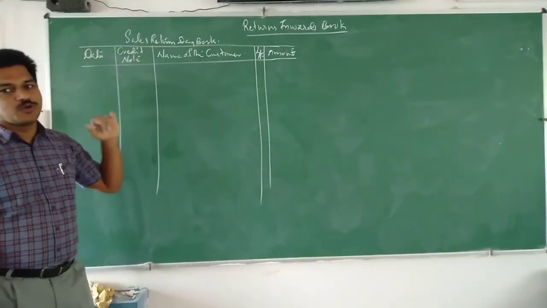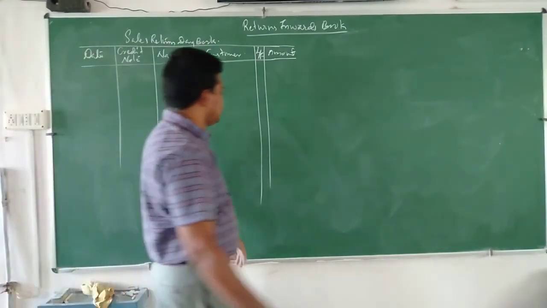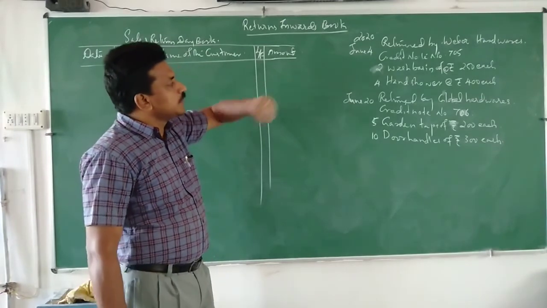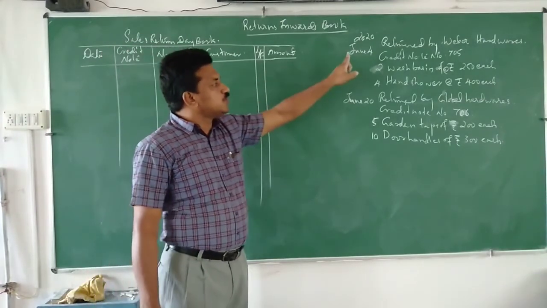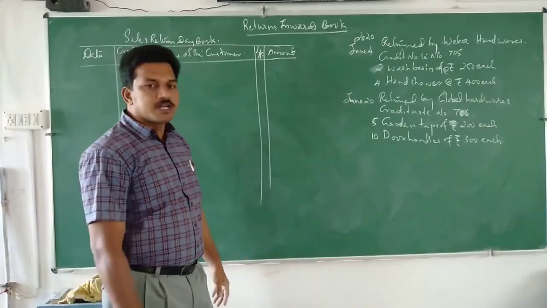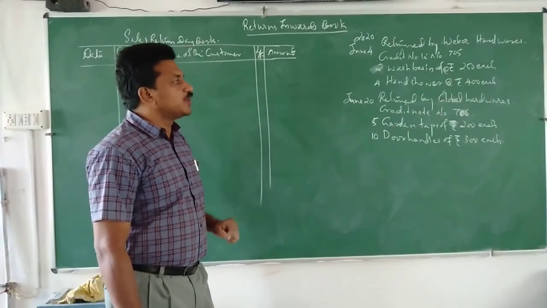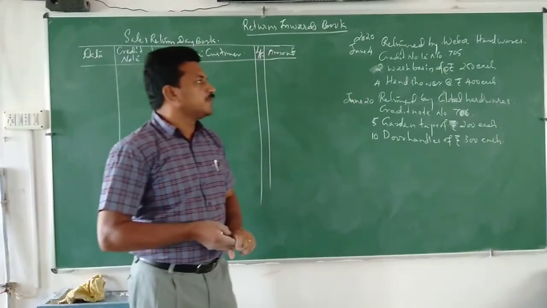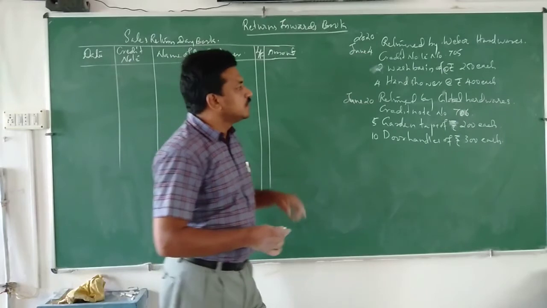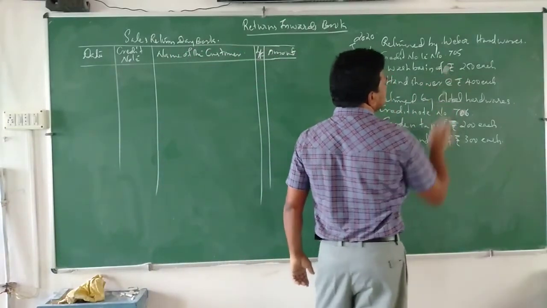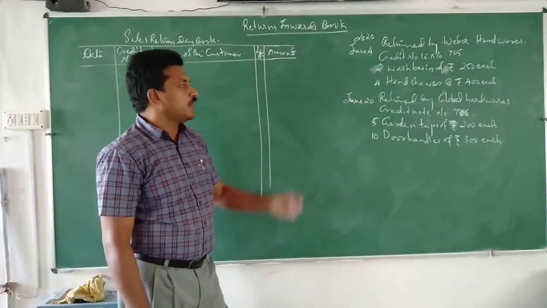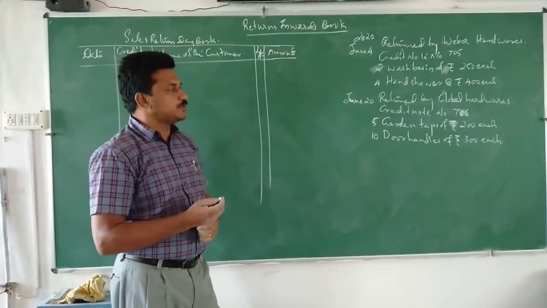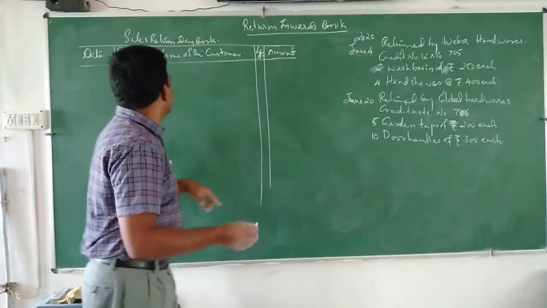Okay. Now let us solve the question. Yes. So this is the question. Two journal entries are there. 2020 June 4, returned by Weber Hardware through credit note number 705, wash basin at the rate of rupees 250 each, and hand shower at the rate of rupees 400 each. So we can write the entry here.